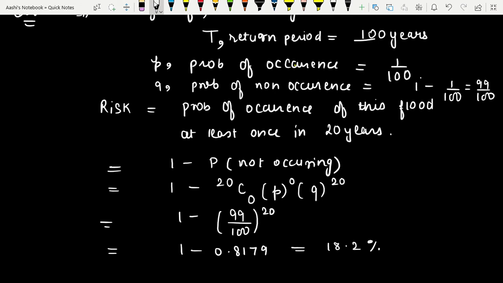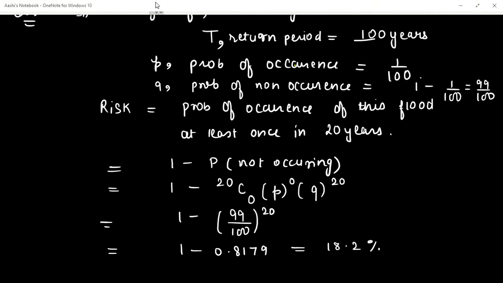See, this P and Q is the probability of occurrence or non-occurrence in any given year. And what we are finding is the probability that in the entire period of 20 years, this event occurs at least once. It may occur in the first year, or the second year, or two times or three times, like that.